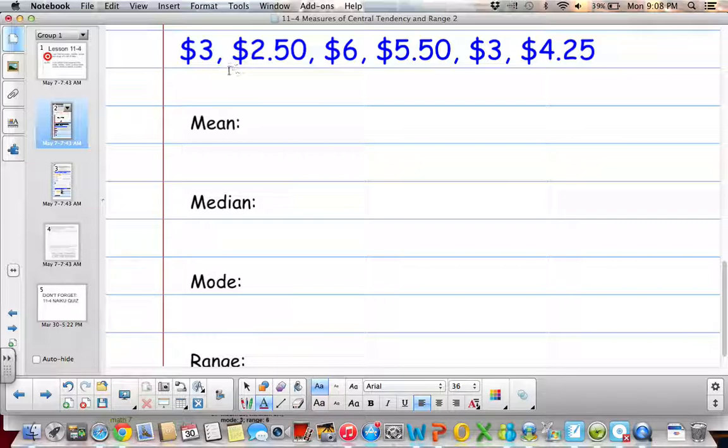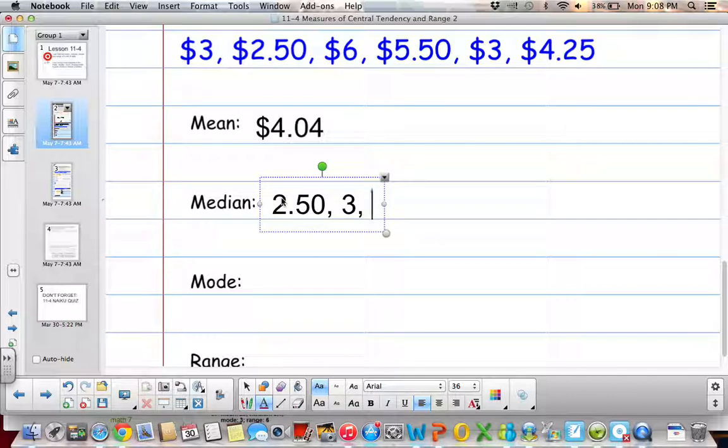So if we add up all the numbers, you add them all up, and then you would divide by 6 because there's 1, 2, 3, 4, 5, 6 numbers. So then we get the mean is $4.04. Okay? The median, remember we need to line them up in order from least to greatest.